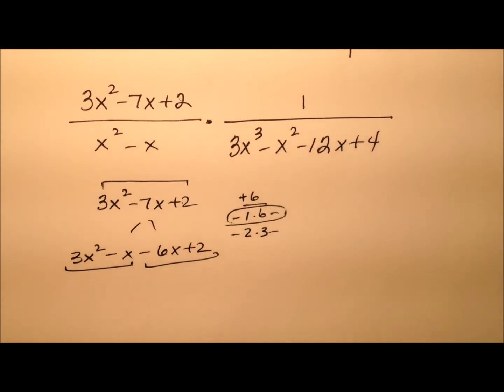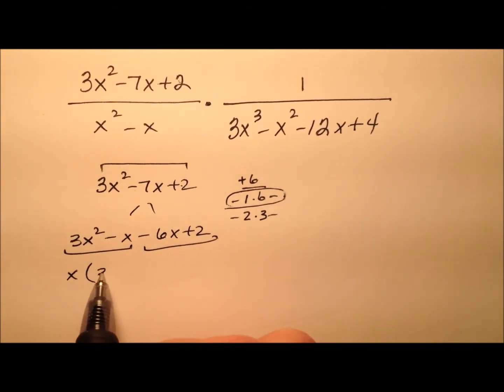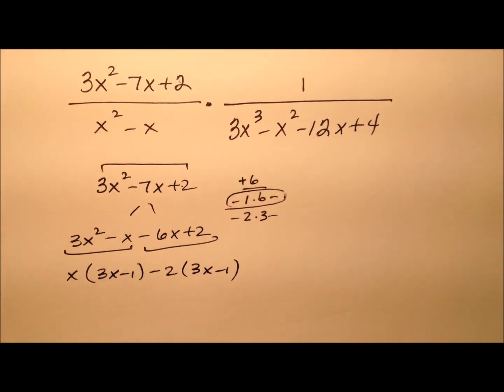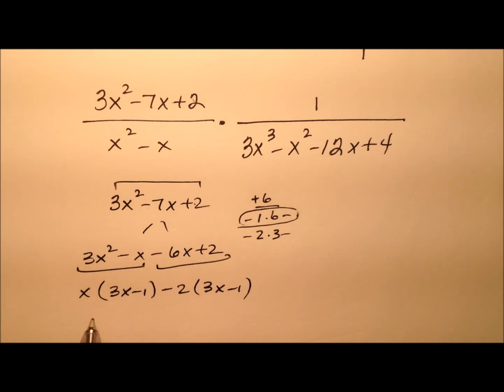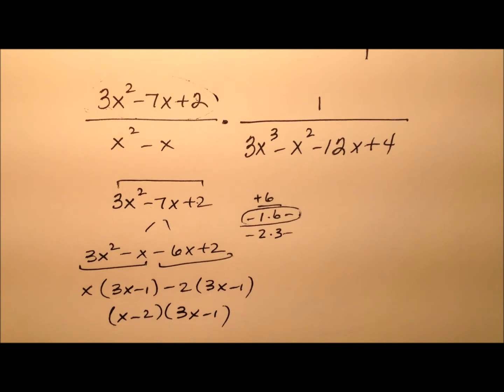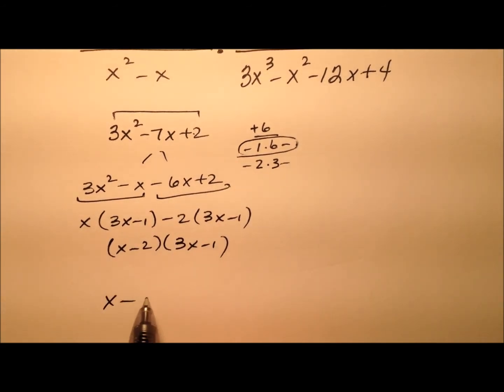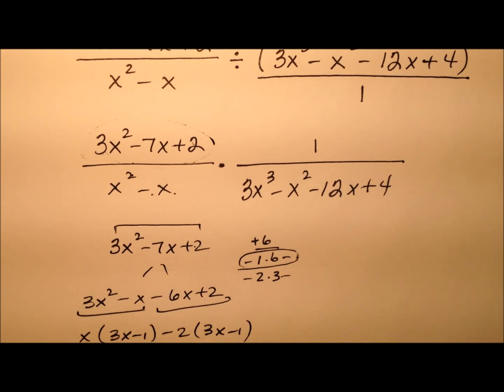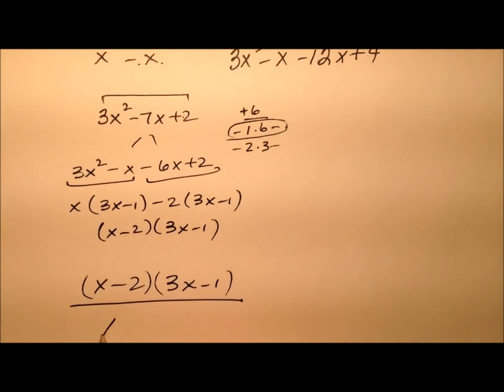And now I'm going to do factor by grouping. So an x will make 3x minus 1, and a minus 2 will make 3x minus 1. So this right here ends up being x minus 2 and 3x minus 1, which is the factorization of this quadratic. So let's go ahead and write that then. So x minus 2, 3x minus 1 over, and then for x squared minus x, it looks like I can take a greatest common factor of x out, and I'll be left with x minus 1.